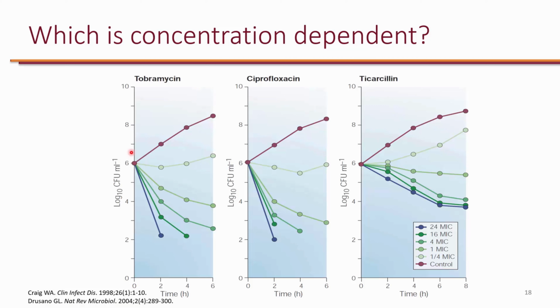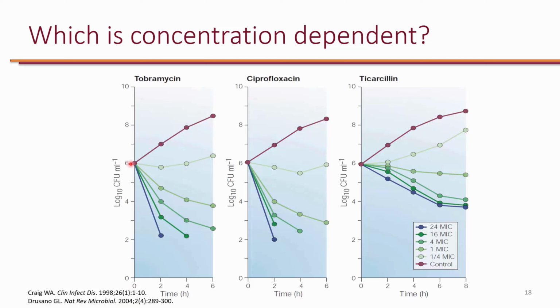MIC is the minimum inhibitory concentration of a specific antibiotic for a specific organism. So in these experiments, we're giving antibiotics in increasing concentration and seeing how much increasing the concentration affects the growth. For example, on the left-hand side, we're looking at the antibiotic tobramycin. If we give a quarter of the MIC, as time goes on, you can see that the growth of bacteria slows down but is not completely prohibited.